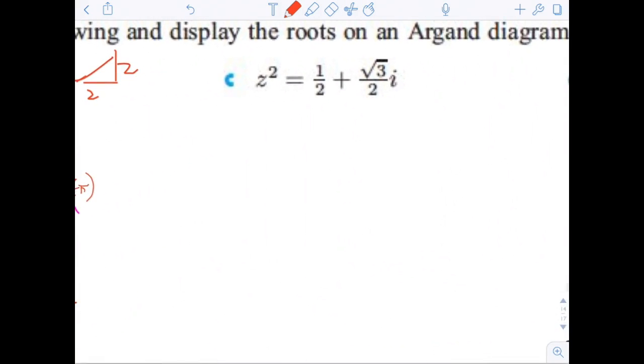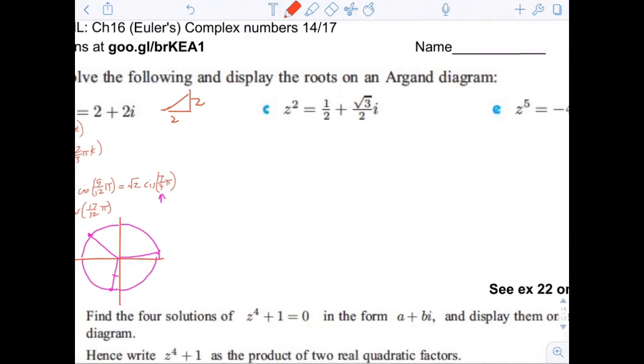Z squared equals 1/2 plus square root of 3 divided by 2 i. So this looks kind of like that. Okay, it's a 30, 60, 90 triangle. So if we were going to write this into cis theta form, we would say that the hypotenuse is 1. And our cis argument is going to be pi over 3. Z squared equals cis pi over 3, and then we'll write here plus 2 pi k.